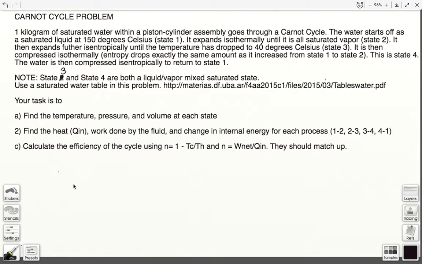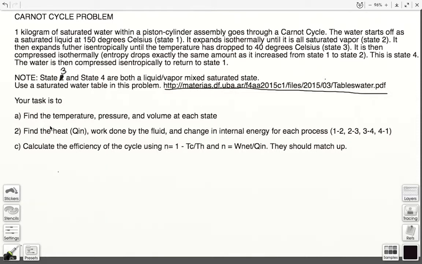So, quick review. When a fluid is saturated, a gas and a liquid phase can both exist at the same time. For a saturated fluid, if you know the temperature, you can also find the pressure from saturated tables found online. And here is a link to a saturated water table online that you will need to use in this problem.